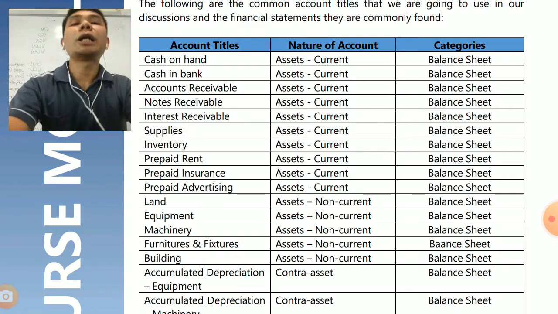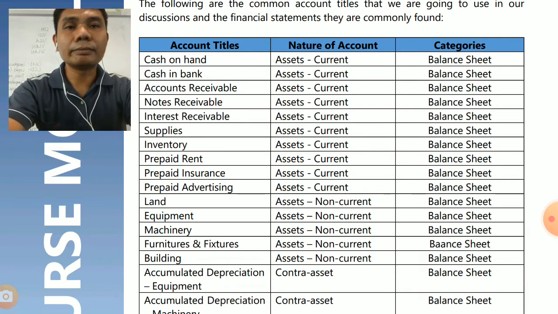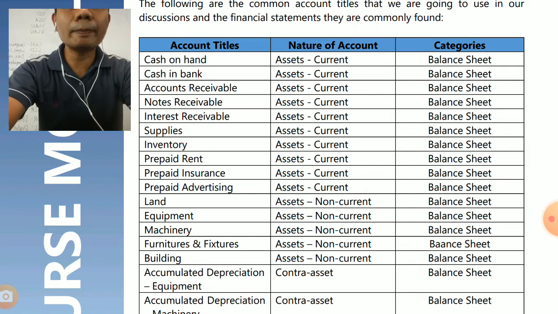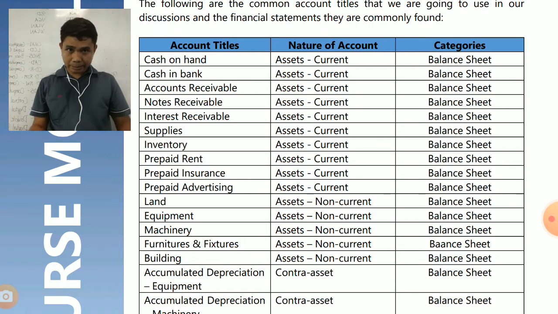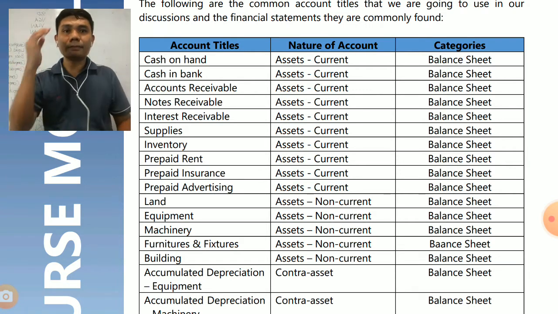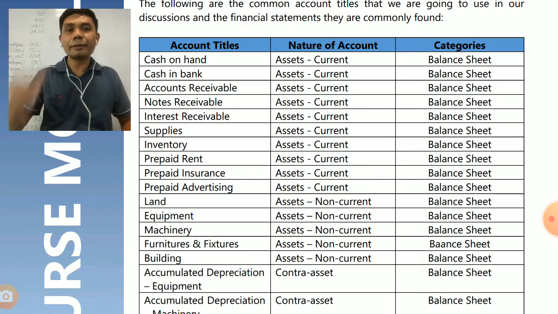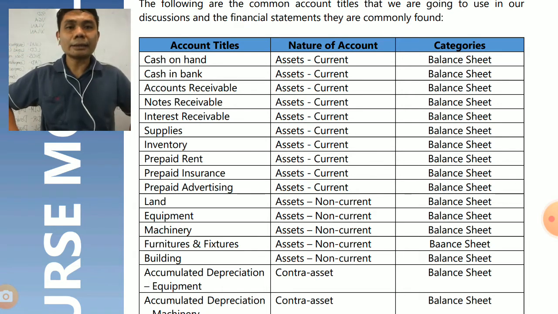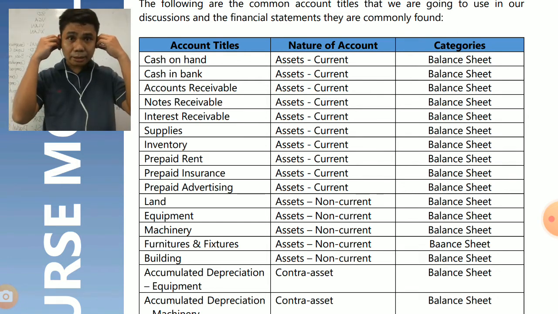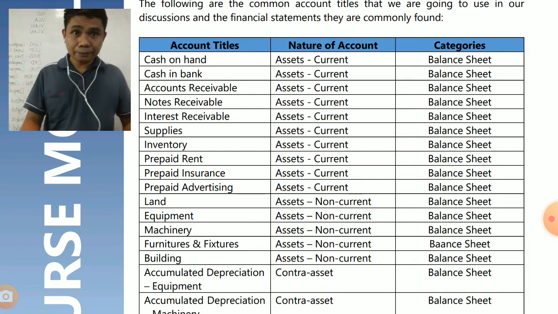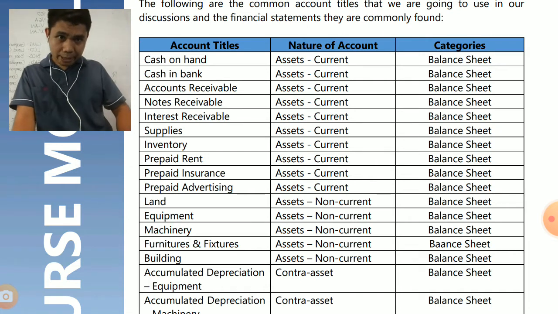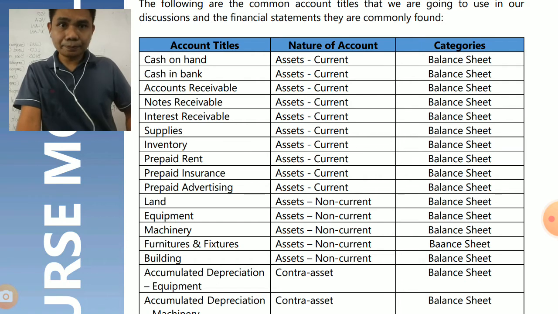Next is equipment. So, palit kag equipment para sa imong bake shop business, katong mga makina nga para padali ang pag-bake sa bread. That's a non-current asset. Machinery, mga makina. Furniture and fixtures, mga tables, mga chairs, mga parador. That is furniture and fixtures. Building is also an asset, a non-current asset.